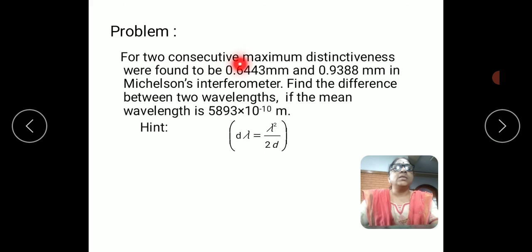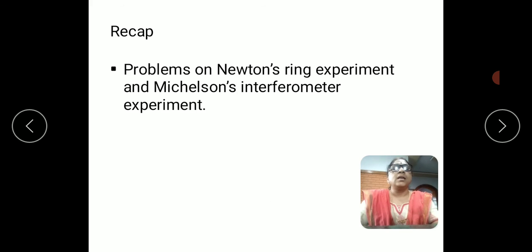Next, for two consecutive maxima of distinctness, the distances were found to be 0.6443 mm and 0.9388 mm in the Michelson's interferometer. Find the difference between the two wavelengths, if the mean wavelength is this much. Then we can easily take the help of this formula and find the difference of their lambda, and the answer is 5.896 into 10 raised to minus 10 meter.